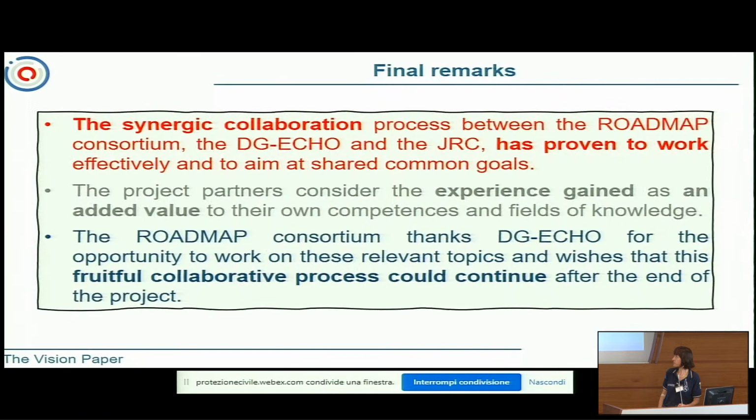So to conclude, some final remarks. We think that the synergy and collaboration that the project had with DG ECO and JRC, we really worked together. This has proven to be a good experience. It worked effectively. So we consider the experience that we gained an added value. And we are very happy. We would like to thank DG ECO and JRC for the collaboration and the opportunity to work on these topics. And of course, we would like to continue to collaborate with you after the end of this project. Thank you very much.